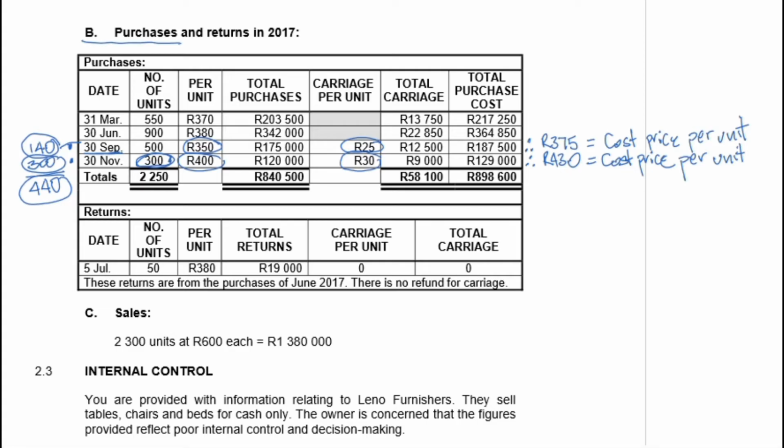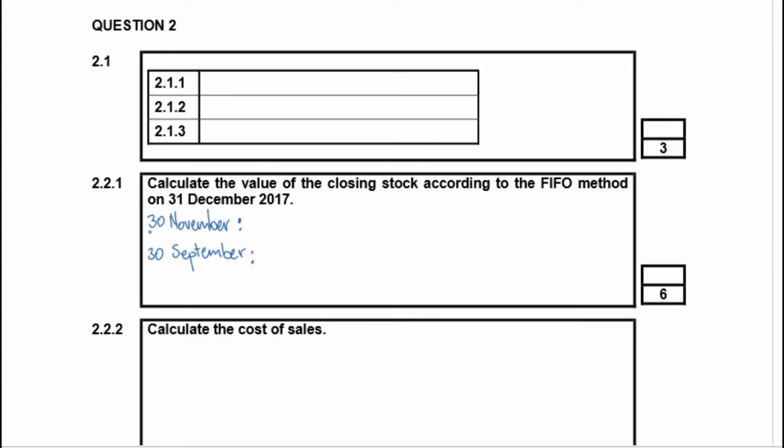Now that we have our cost price per unit, we can calculate the value of closing stock using the FIFO method as: for the closing stock units assumed to be purchased on 30 November 2017, it's going to be 300 units multiplied by 430 rands. This gives us 129,000 rands.